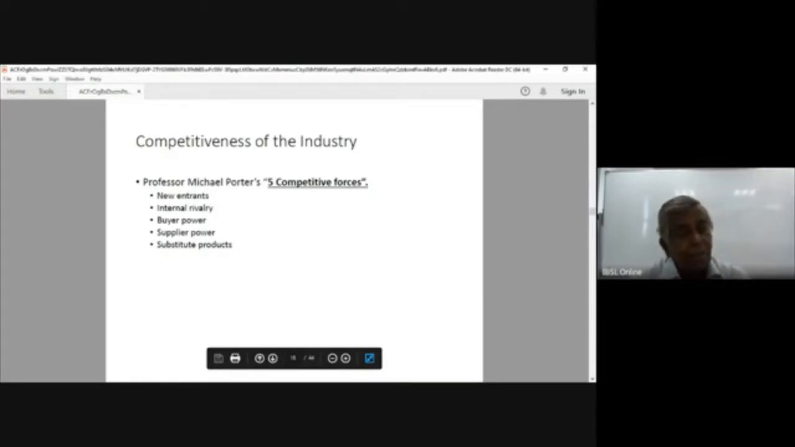We may think the competition is only among the companies working in the industry. If we take the footwear industry, we may think the competition is because of Bata, DSI and Gigi, and various other small producers. But Professor Michael Porter said no, not only that; there are five competitive forces deciding the competition within the industry. Michael Porter was a Harvard University professor.